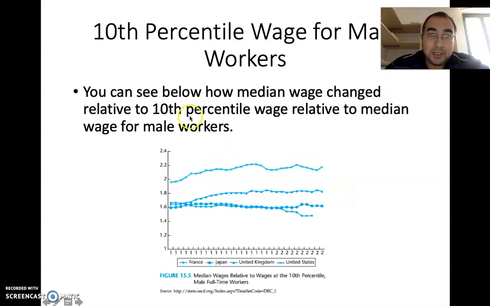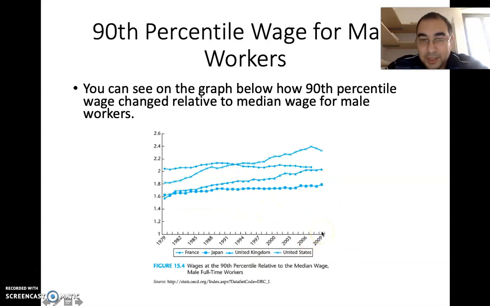And this is median wage divided by the 10th percentile, so medium to low. In the United States, it has remained more or less constant after an initial increase. So actually, the top group has benefited in the United States. This is the United Kingdom. It has slightly increased. In France, it has decreased. In Japan, it has remained more or less constant. So this ratio did not change that much, actually, throughout the same period.